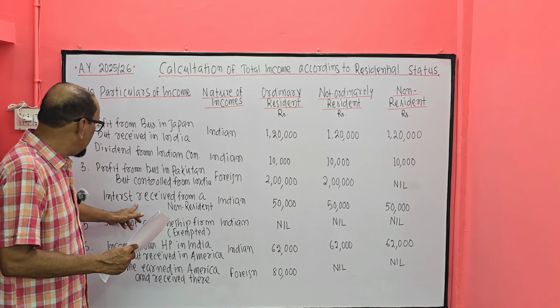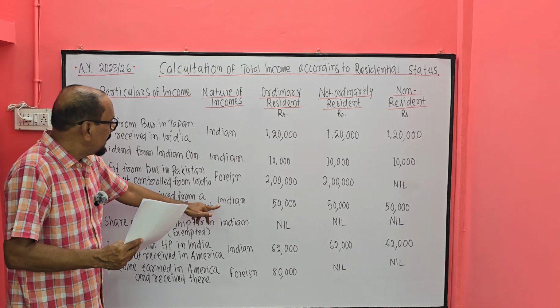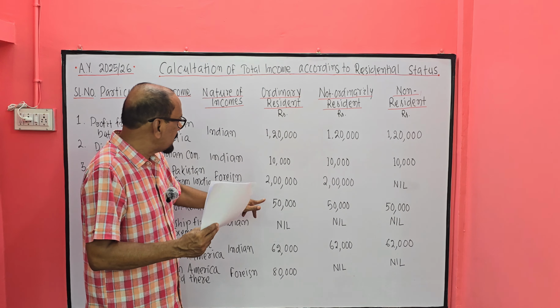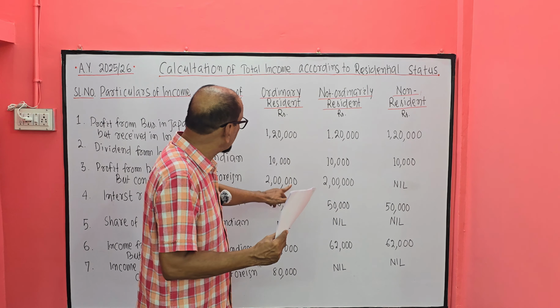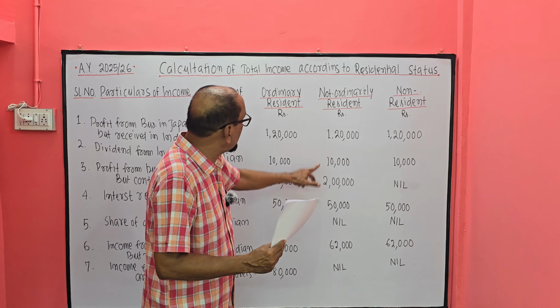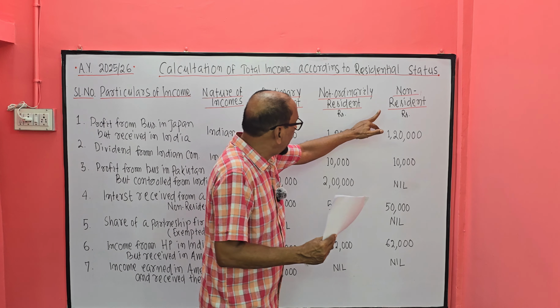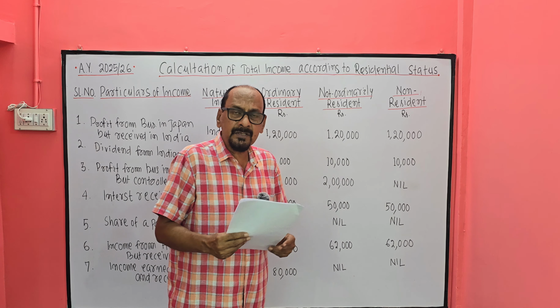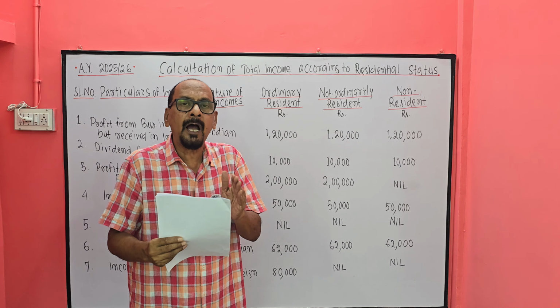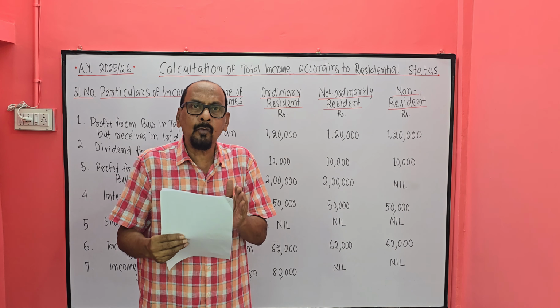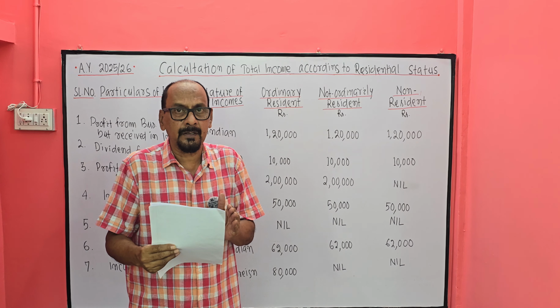So interest received from a non-resident is Indian income, and rupees 50,000 is taxable in all three cases. I mean ordinary resident, not ordinary resident and non-resident. As it is an Indian income, it is taxable in all three cases, I mean resident, NOR and non-resident.